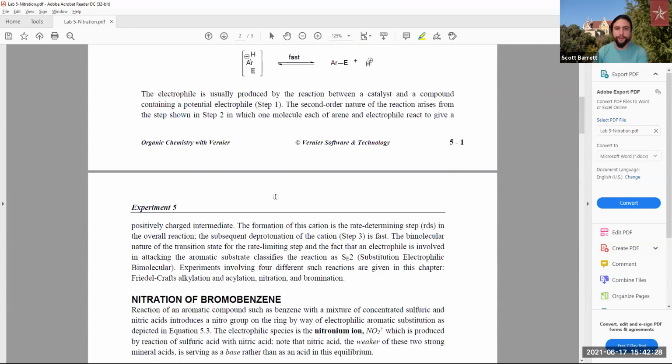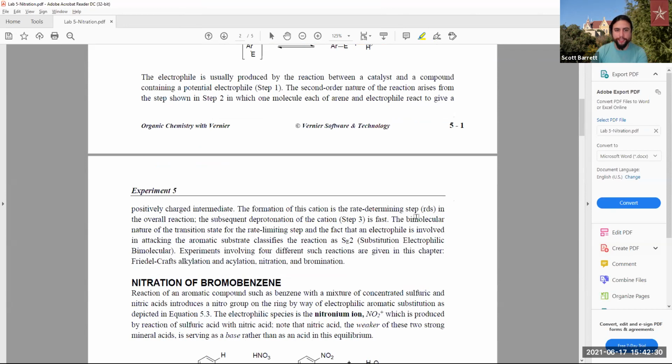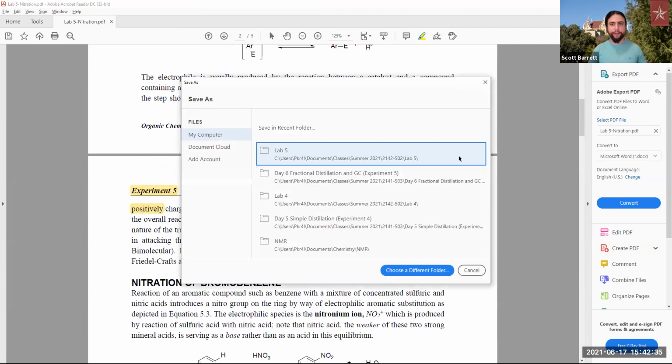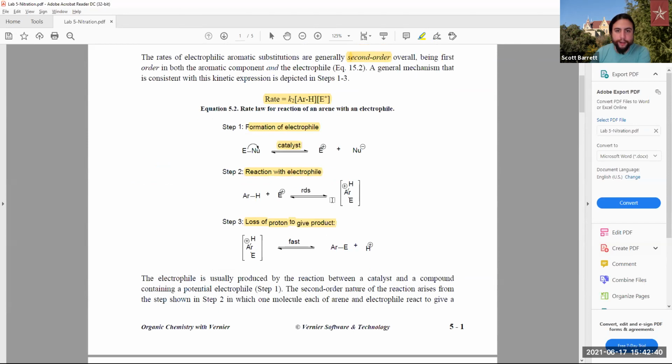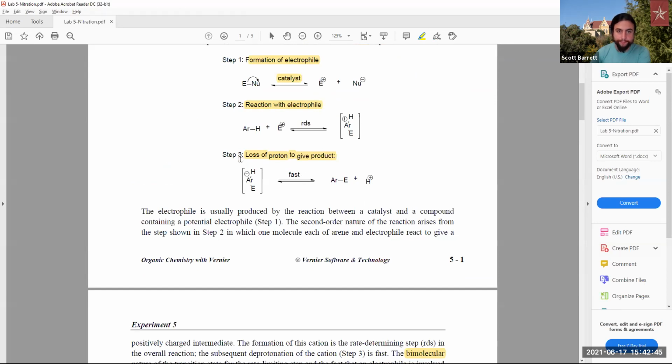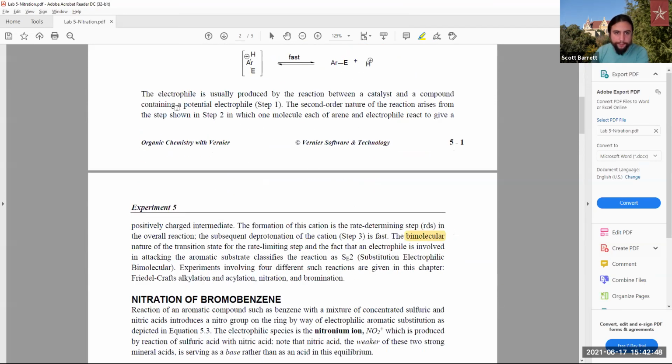This walks through the explanation of it. If you need to know any further ideas going forward, this is bimolecular. The reason that it is bimolecular is because it has a rate determining step here binding in the electrophile, and then the fast step afterwards of the proton leaving. This would be considered an SE2. So you may know of SN2 from organic chemistry 1 with the more simple reactions. This is a substitution electrophilic bimolecular reaction.